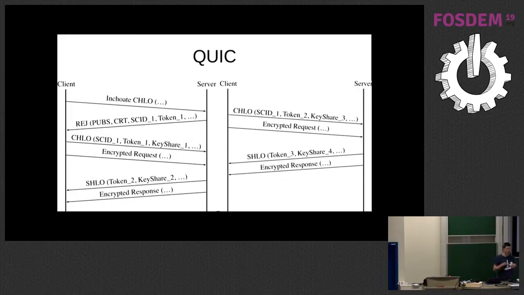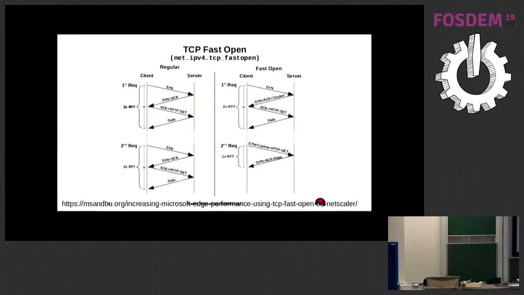TCP fast open works similarly. In TCP, there's this three-way handshake, right? We send our SYN, and then we get the response back, and then we again send the ACK. And modern systems only push the payload with this third packet, with the ACK. Interestingly enough, there's nothing preventing you from already sending your payload in the initial SYN.